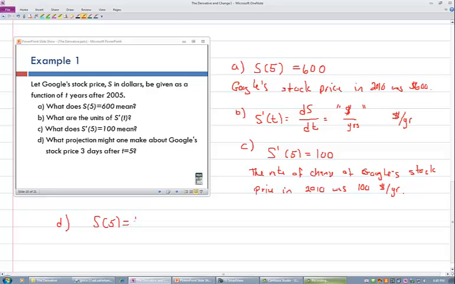S of 5 is equal to 600. We know how it's changing, S prime of 5. We know how Google's stock price is changing. It's changing $100 per year at that very instant. And so what we can do is to estimate S of 5 plus 3 days later.